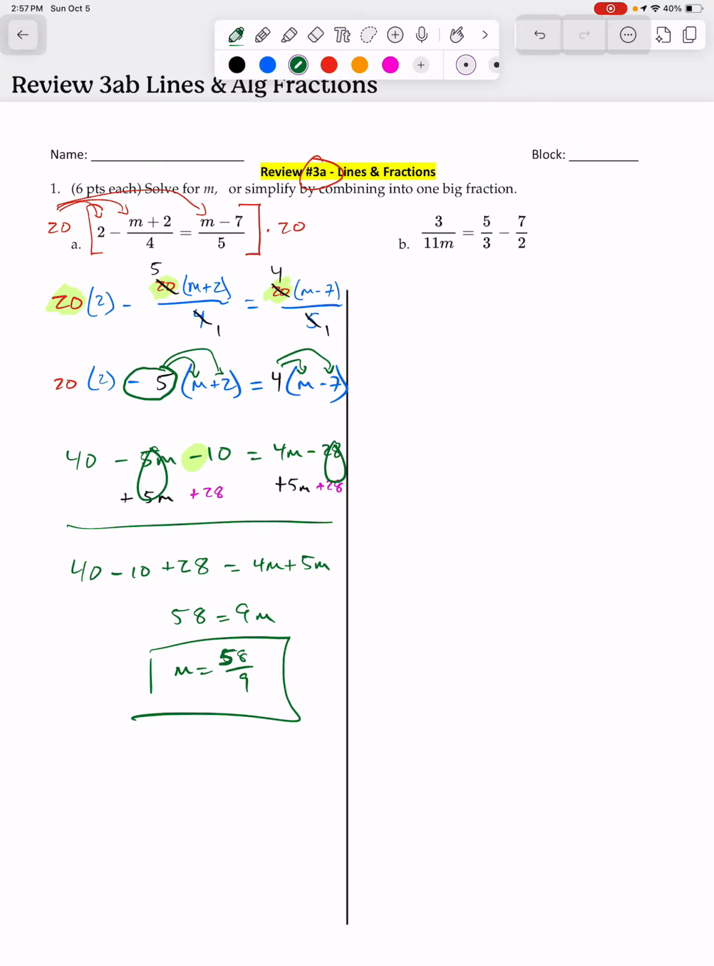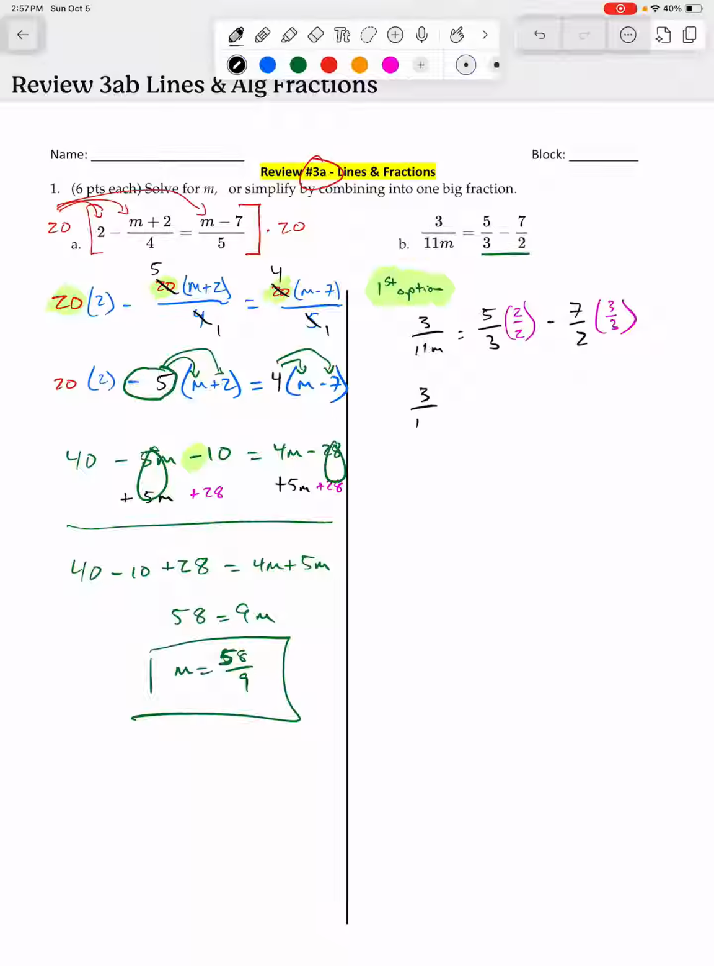Okay. In this one, a bunch of different ways you could go here. Some people might choose to add these two together first, which is a super good way to go. So I'm going to try that as a first option. My first option is 3 over 11m, and then 5/3, 7/2, and I'm going to make a common denominator, so I'm going to multiply this by 2 over 2, because that's a fancy form of 1, and this by 3 over 3, because that's a fancy form of 1.